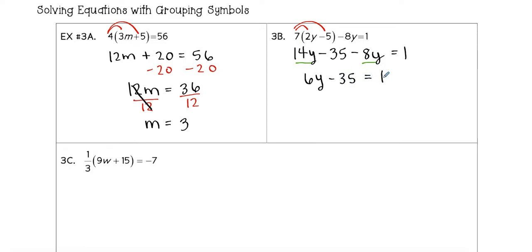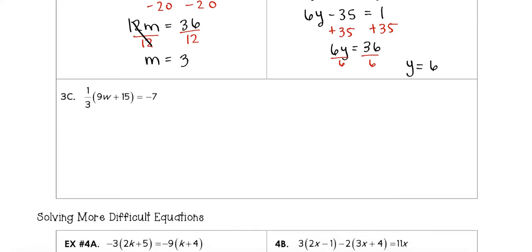Now we're down to that two-step equation again. So we're going to go ahead and add 35 to both sides. So now I get 6y equals 36. Final step to get y by itself, we need to divide by 6. So we get y equals 6. All right.